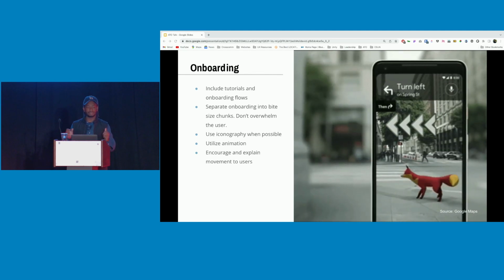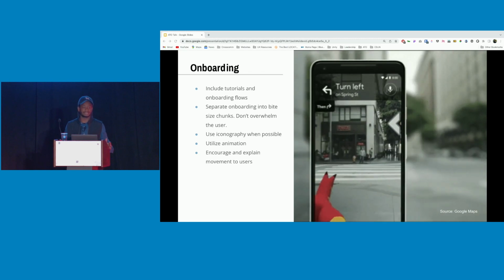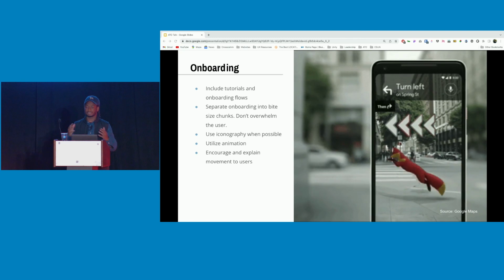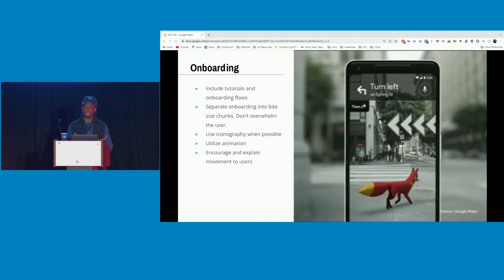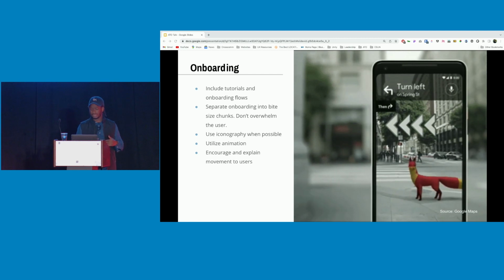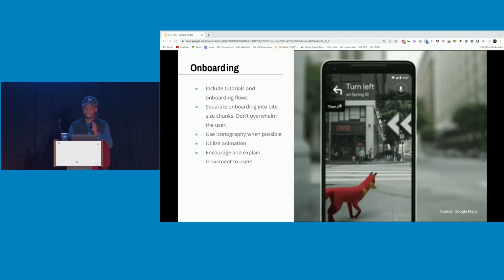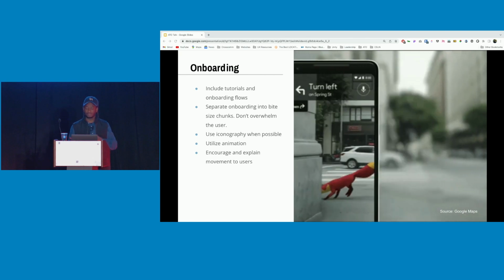And then lastly, utilize animation and encourage and explain movement. This is augmented reality. That's what makes it fun, right? We want to be able to move around, we want to see, we want to explore. So you want to make sure that all your animations and things that are happening within that space are encouraging that movement. If you look at this example that Google Maps created, there's a fox there. It's a fun little fox that helps you navigate. They're your little tour guide, and they move along.